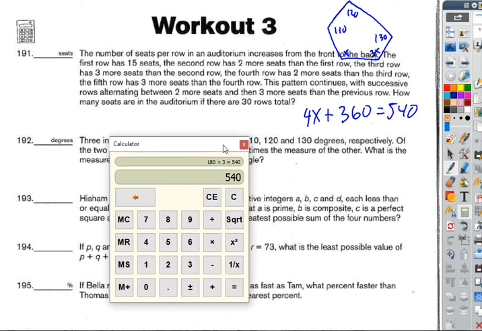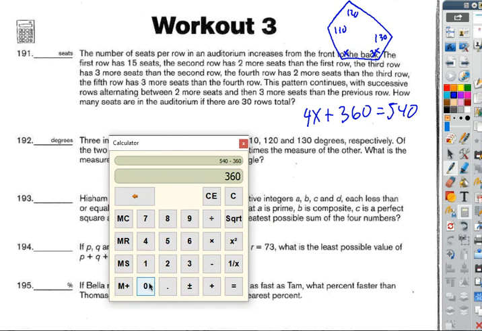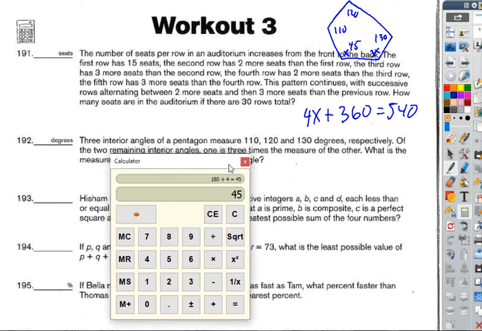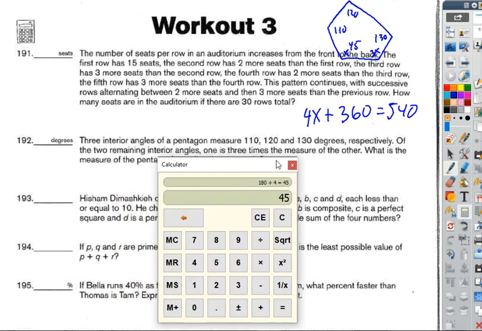So 540 minus 360 divided by 4. And so this is 45. And which one does it ask for? The smallest. So there we go, 45. And lo and behold, that is correct. All right, next one.